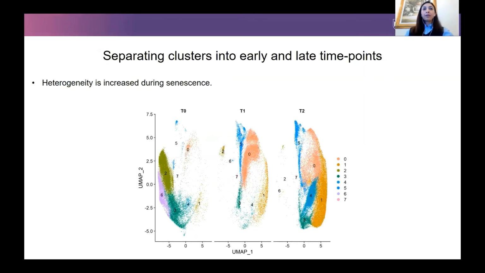And then here there is a split of clusters based on time point. You can see that clusters 6 and 2 are mainly comprised of cells at T0. And at T1, you can see there's cluster 5 and cluster 0. And then at T2, we have more clusters: cluster 1, 4, 0, 5, and 3, which means that the heterogeneity in gene expression increases through senescence, because we have more clusters at T2 as compared to the other time points.